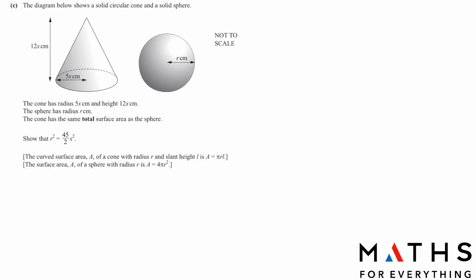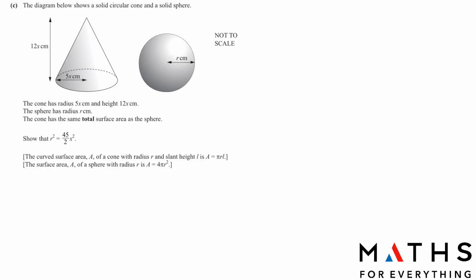In part C, we have been given two diagrams, a solid circular cone and a solid sphere. The height and the radius are given for the cone and the radius of the sphere is given. We have to show that r square is equal to 44 over 2x square and the total surface area of both the cone and the sphere is same. We have also been given that the curved surface area, that's the outer part of the cone, is pi rl, and the surface area of the sphere is 4 pi r square.